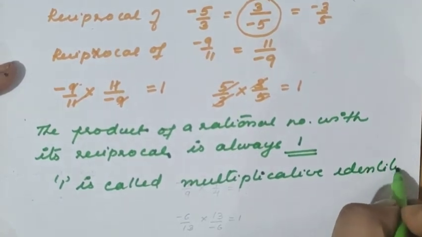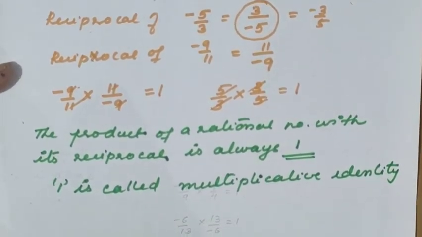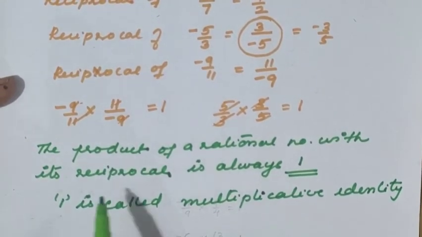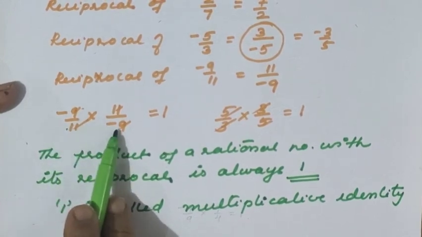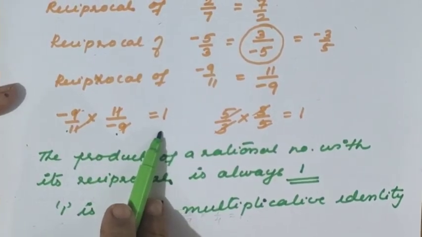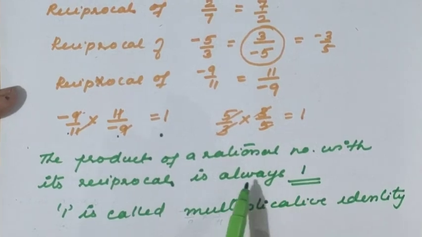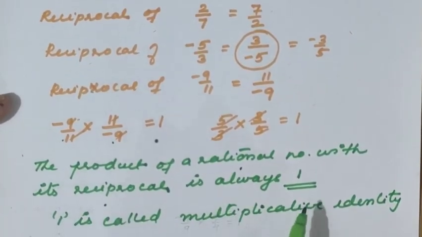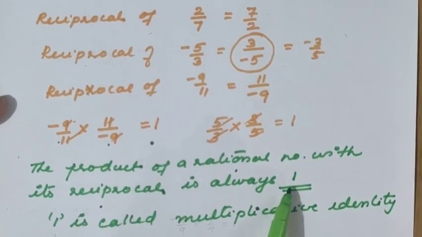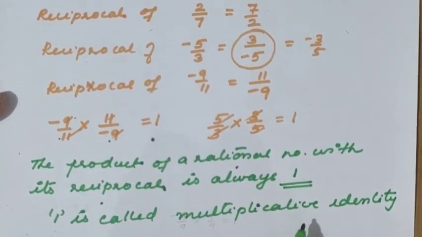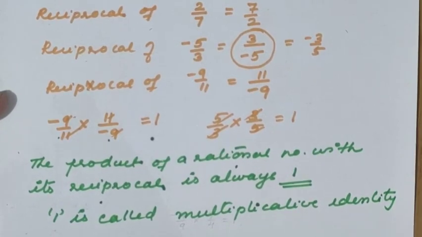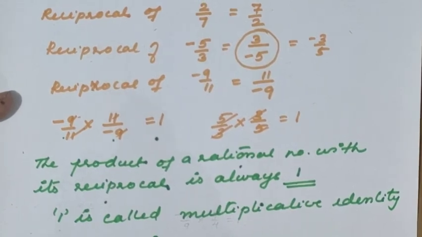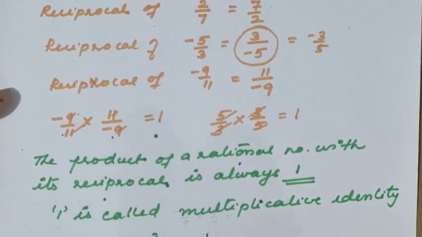In the additive inverse case, what we told is 0 is called the additive identity. When we add the additive inverse of the number, we get this 0. So here when we are multiplying the number and its reciprocal, we are getting the multiplicative identity. So what is the concept here? The product of a rational number with its reciprocal is always equal to 1 only. So 1 is called the multiplicative identity. Again, minus 16 by 3 is the number. What is the reciprocal? It is 3 by minus 16. So it is equal to 1. I think you got the idea.